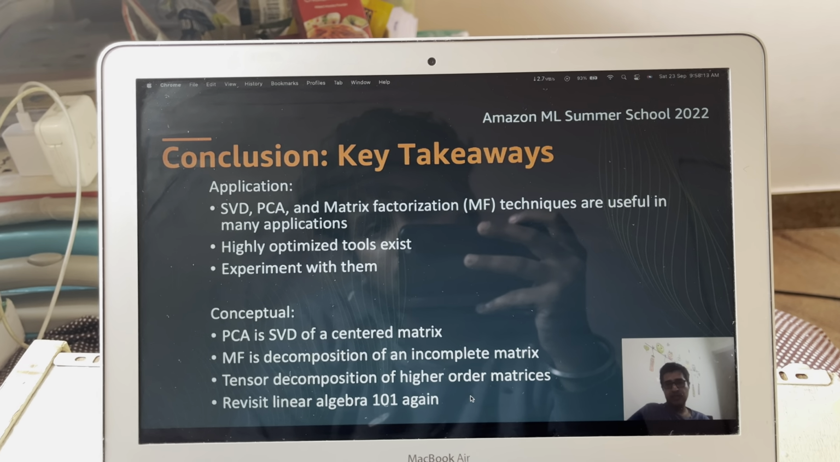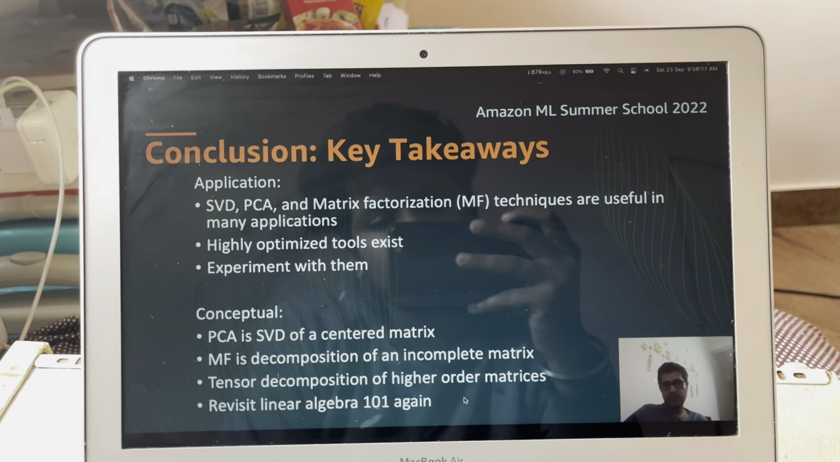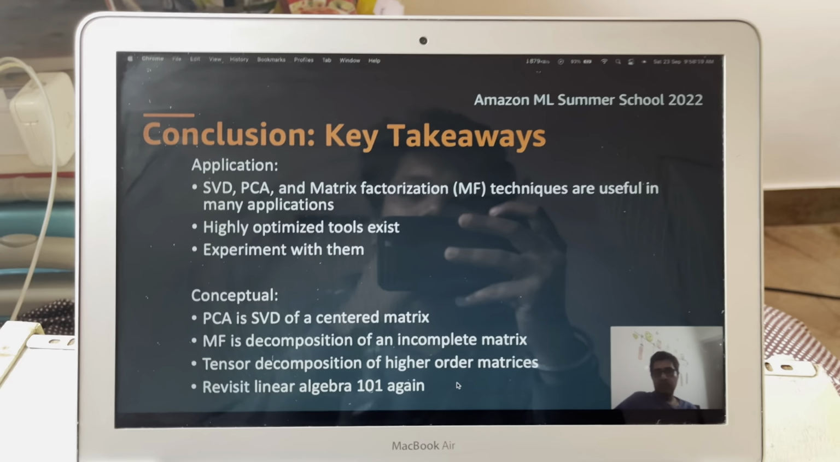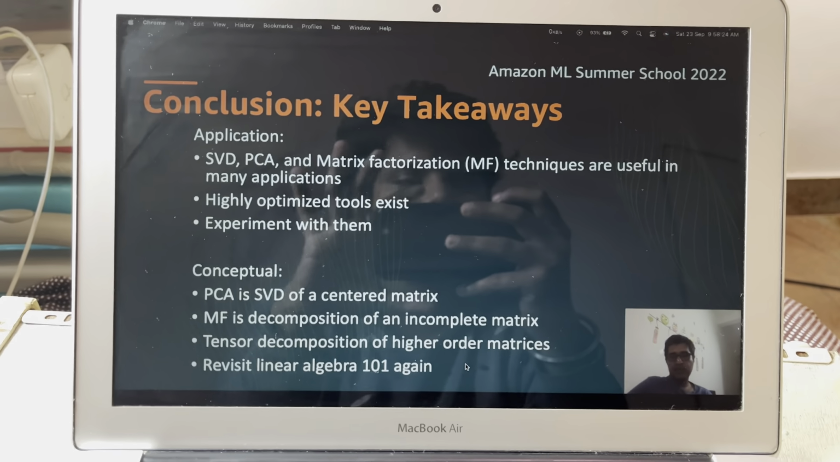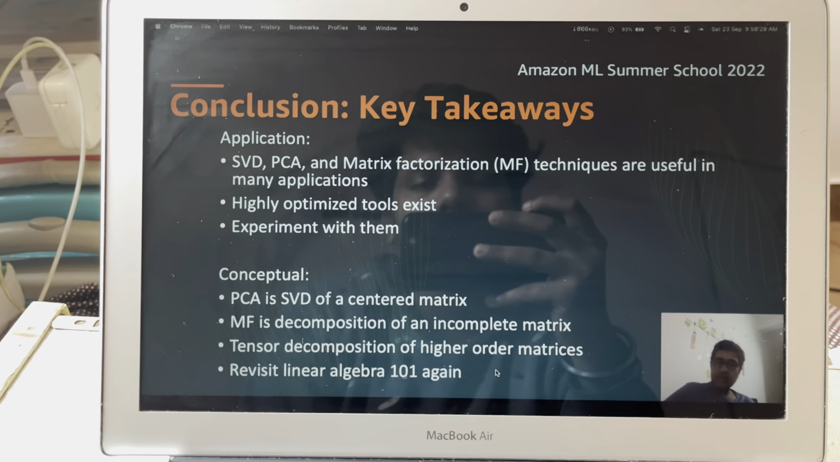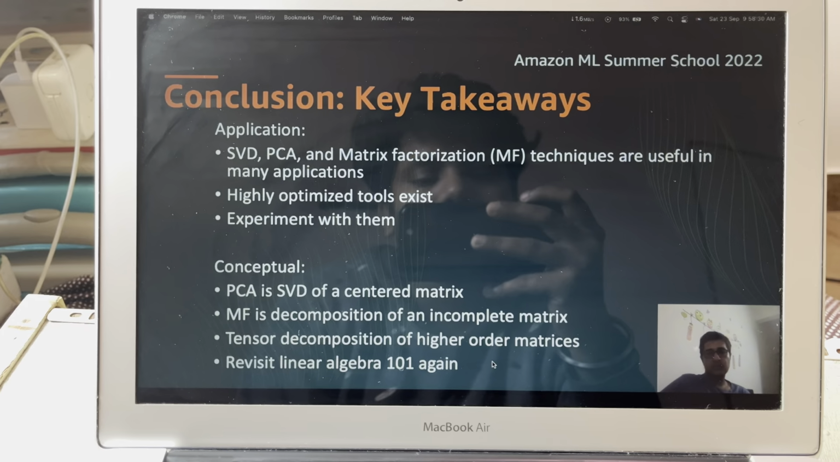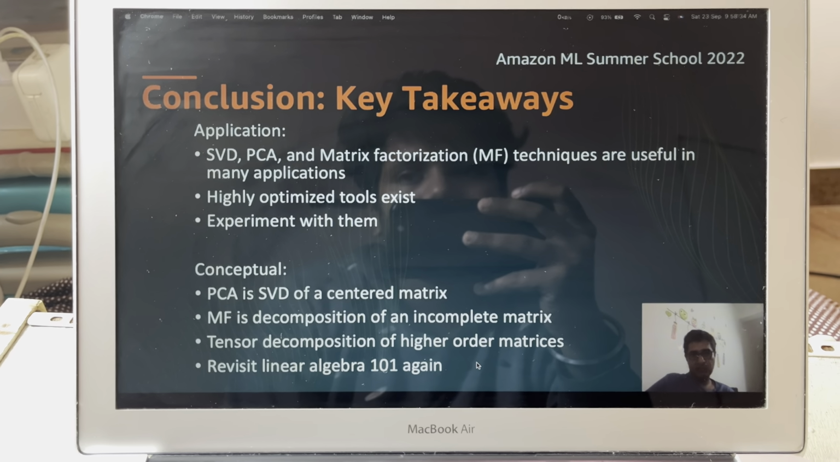Centered matrix, what you have done is that you have just taken the row of the X matrix and subtracted the mean out of that. Matrix factorization is the decomposition of an incomplete matrix where the individual elements are not completely observed. There is another sort of decomposition: tensor decomposition is when you have higher order matrices, or tensors, involved.